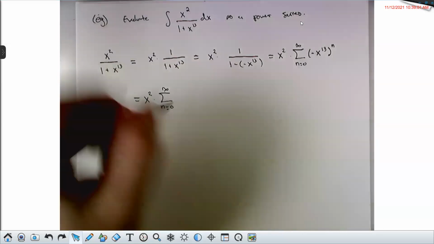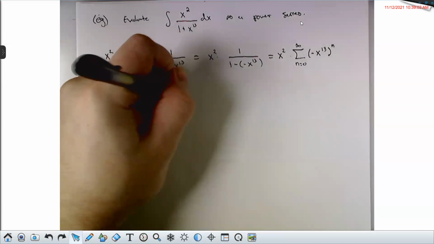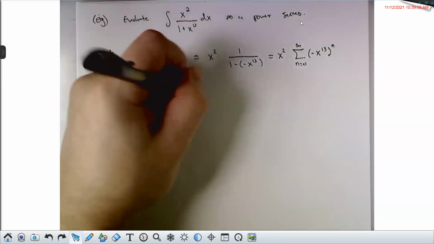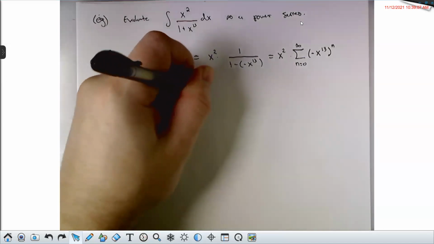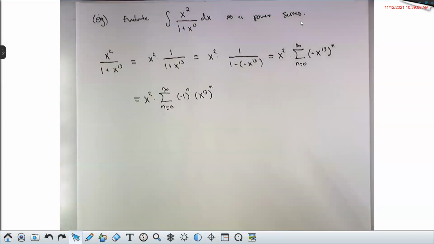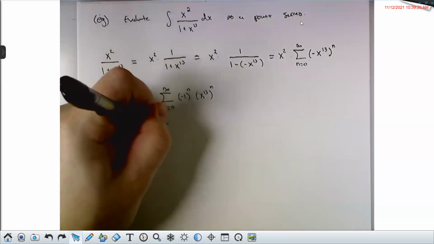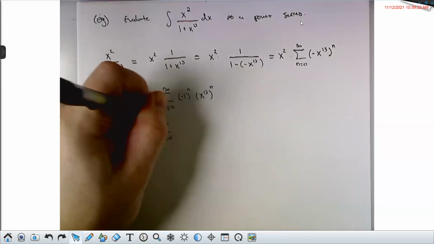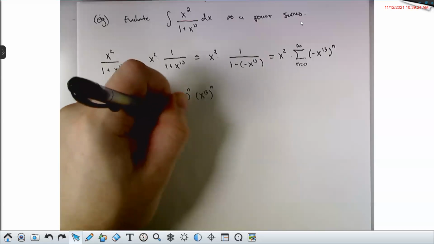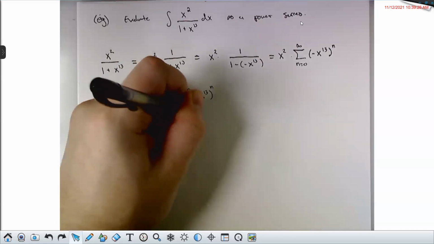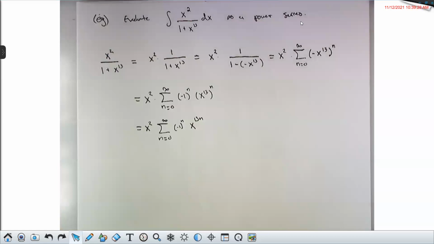Negative x to the 13 is negative 1 times x to the 13. So all of that raised to the n is negative 1 to the n times x to the 13 to the n. So we get negative 1 to the n, and this is x to the 13n. Power to a power is the product of the powers.